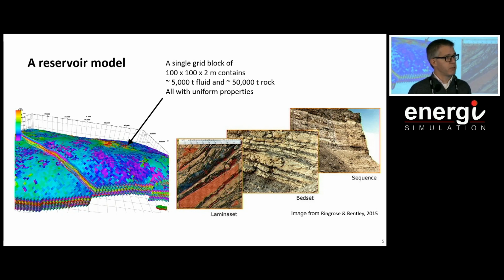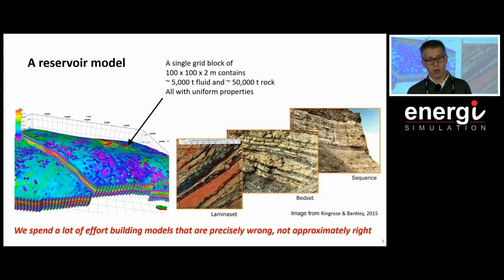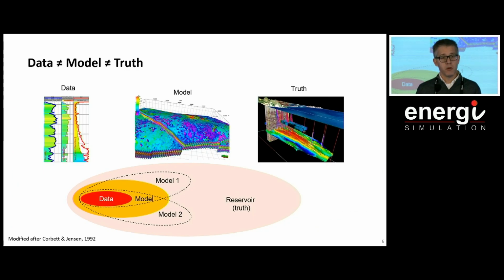These days, we have big computers, and yesterday we heard that people can now build reservoir models with billions of grid blocks. But if you're not careful, all that we do is spend an awful lot of time and an awful lot of money to build models that are precisely wrong, not approximately right, because the data that we have isn't equal to the models, isn't equal to the truth of our reservoir system.